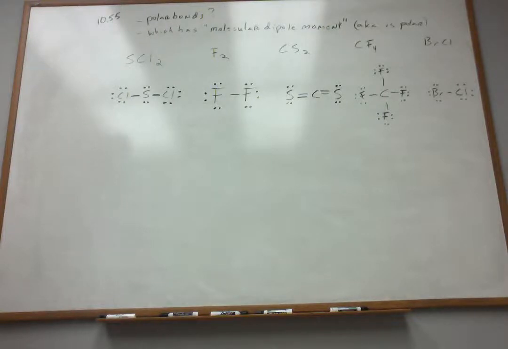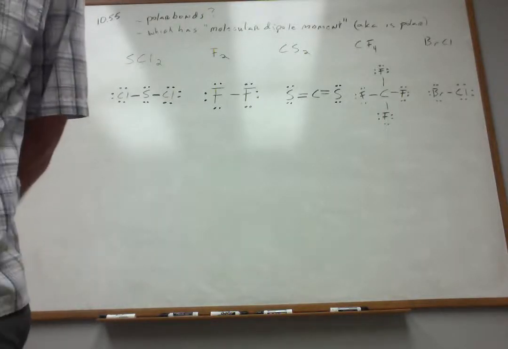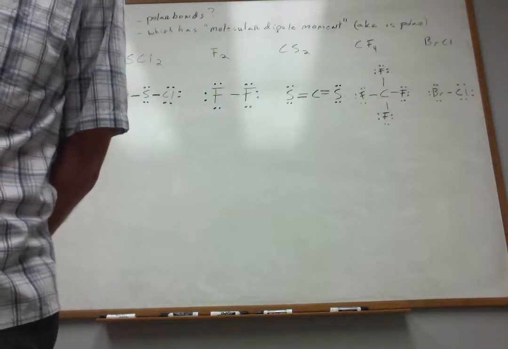Okay, let's talk about 10.55. We're given 5 different molecules and their formulas, and we're asked, do these molecules have polar bonds? If so, which are considered very polar, which are considered not very polar in terms of the individual bonds which are present? We're also then asked, which of these molecules will have what they term to be a molecular dipole moment or just a dipole moment?